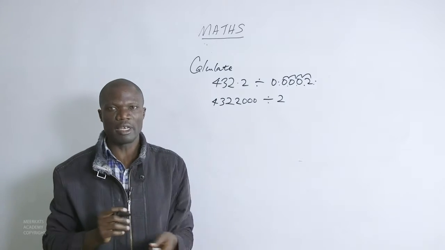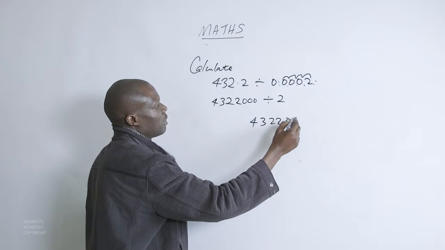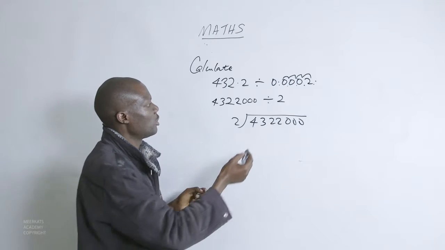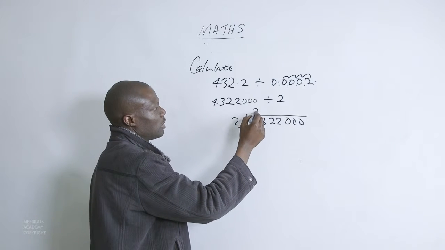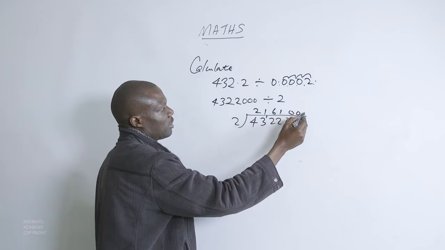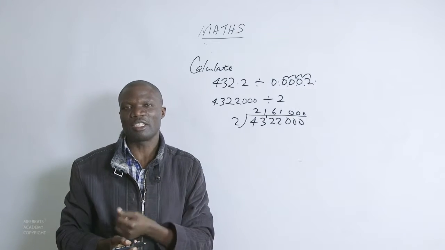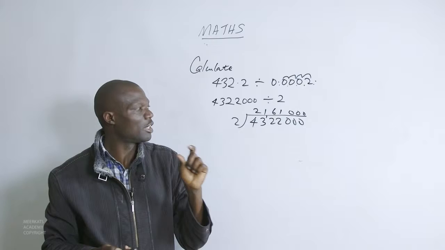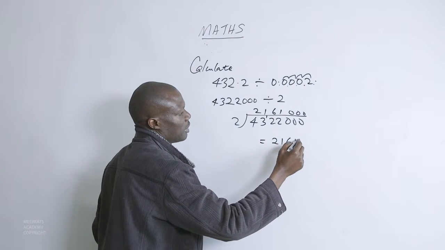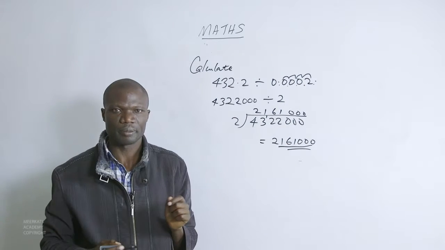4,322,000 divided by 2. So at this point we just simply take the number and divide by 2 and it will be done. So this one will give us 4 into 2, it is 2, this is 1 carry 1, 6, 1, then 0 follows. We said when a number does not go into a number, we always put a 0. So we find our answer is 2,161,000. That is our answer.